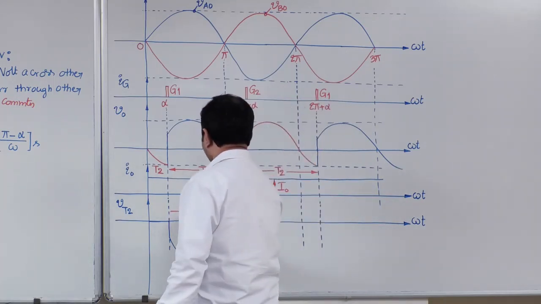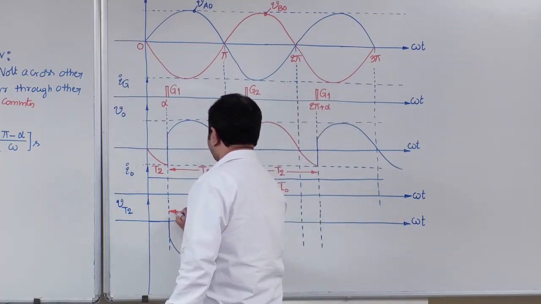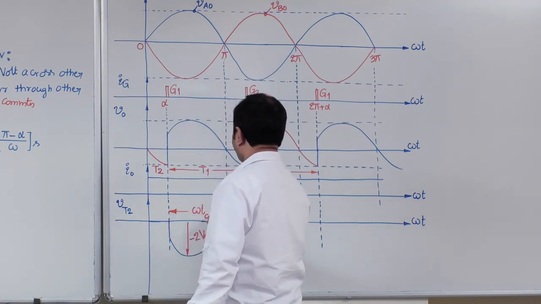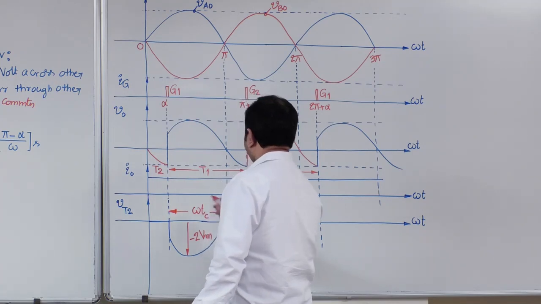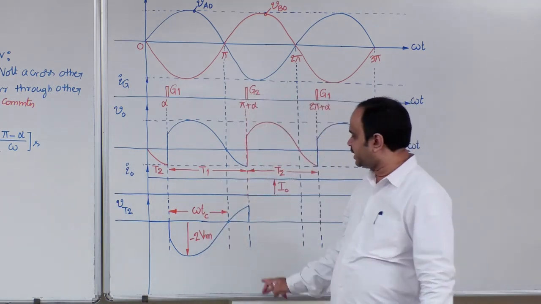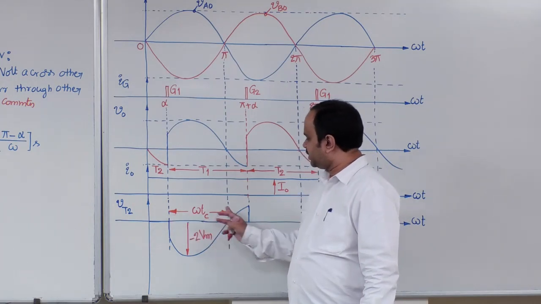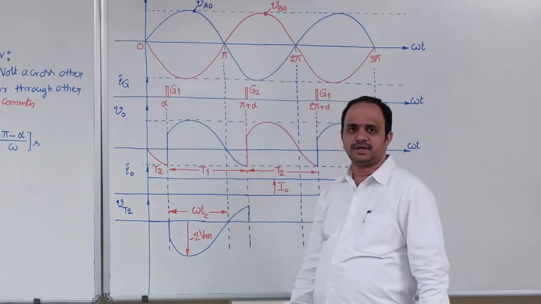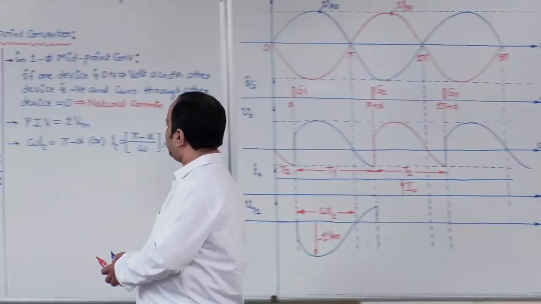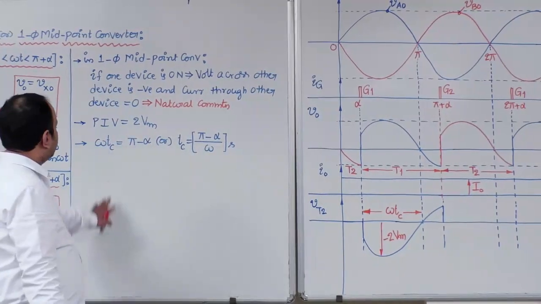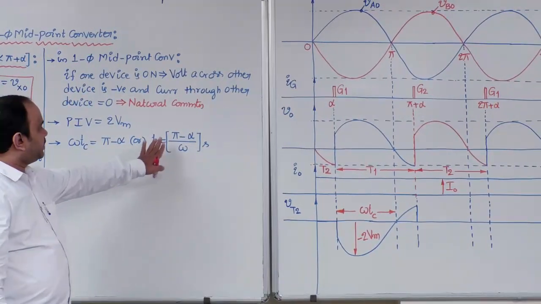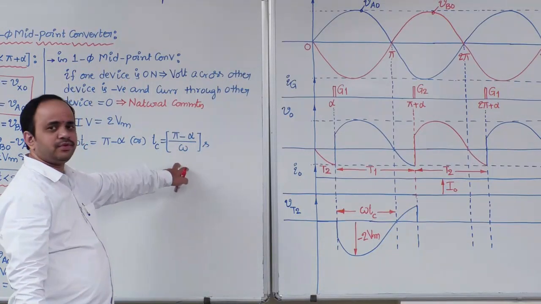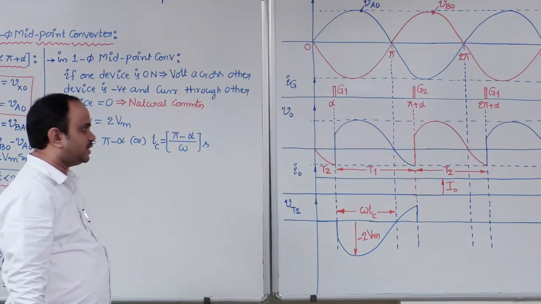Next, circuit turn off time. Circuit turn off time is measured from alpha to pi. Therefore, this interval is pi minus alpha. Same conclusion as for the T1 device. Therefore, PIV is equal to 2Vm, and circuit turn off time is pi minus alpha, or Tc is equal to pi minus alpha by omega. This is applicable for the second device as well.